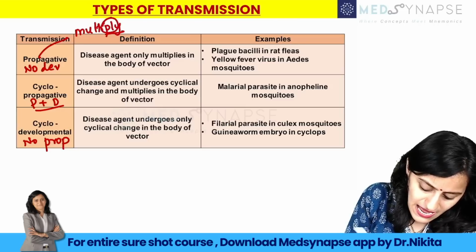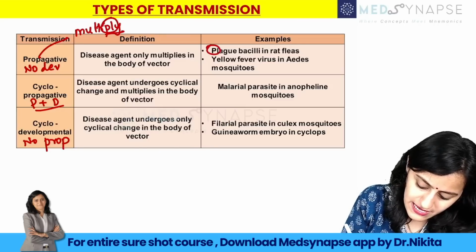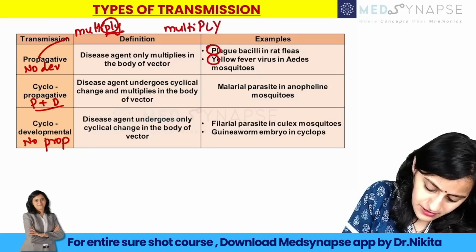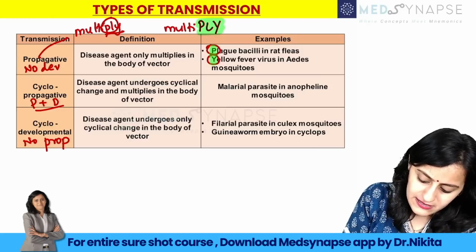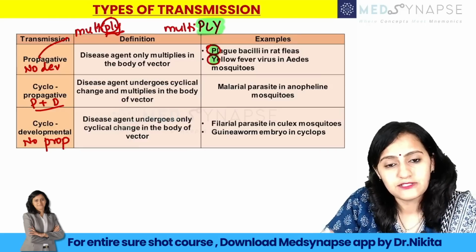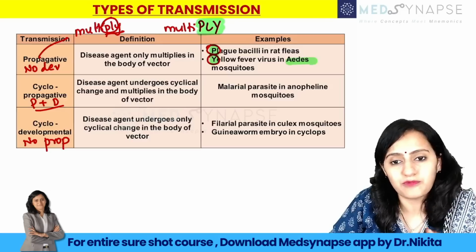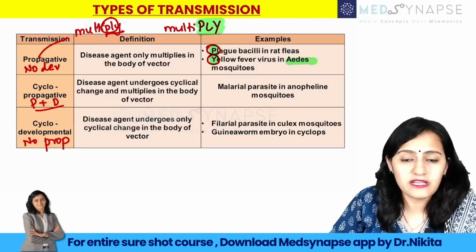So multiply, remember, is plague and yellow fever. So plague bacilli in rat flea and yellow fever is by Aedes. This is your propagative. Cyclopropagative means both.